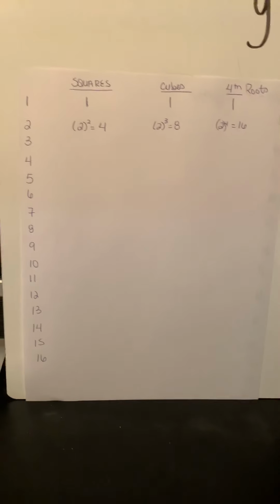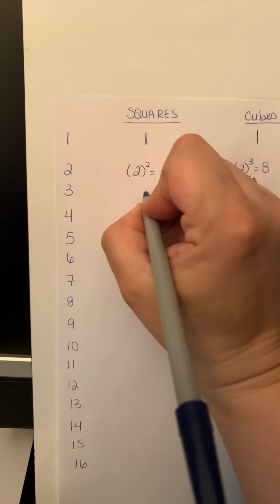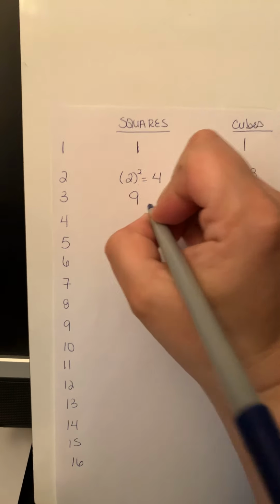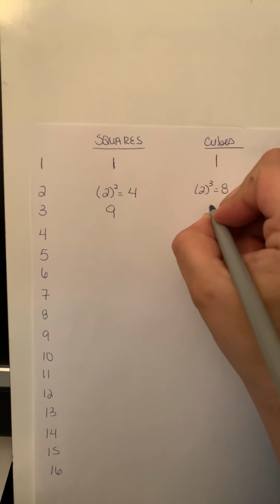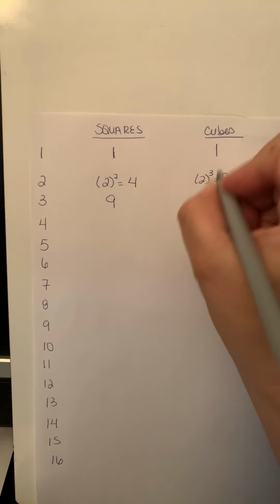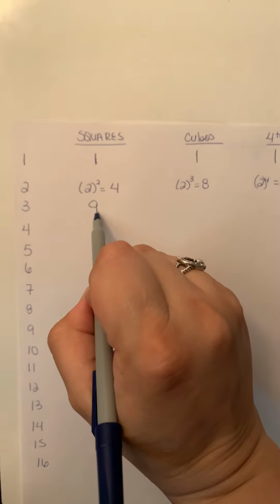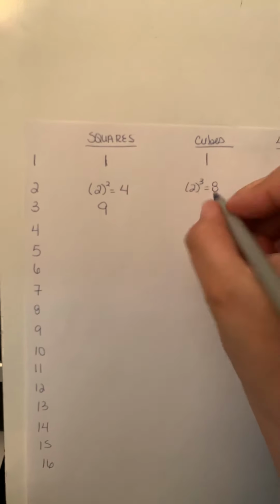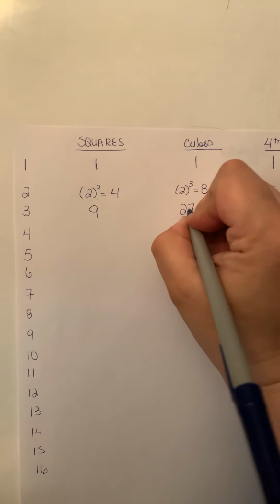So let me do one more, and this is what I'm looking for. What is 3 squared? Well, 3 squared is 9. What is 3 times 3 times 3? Well, there's an easy way to do it. If this is what 3 squared is, I multiply this by another 3, what do I get? 27.